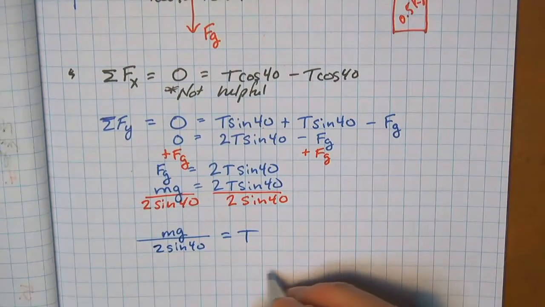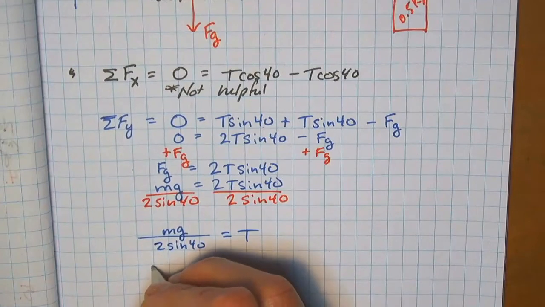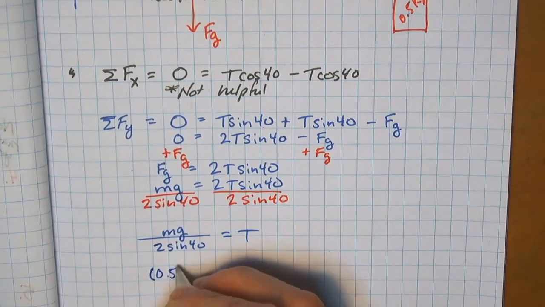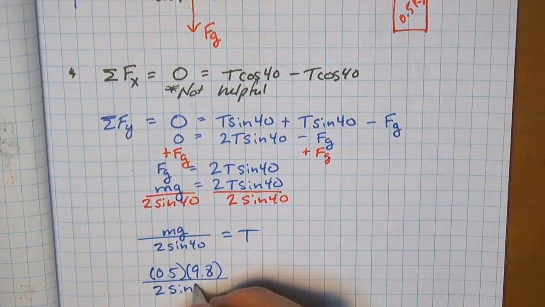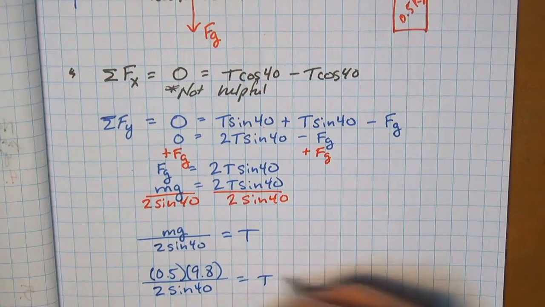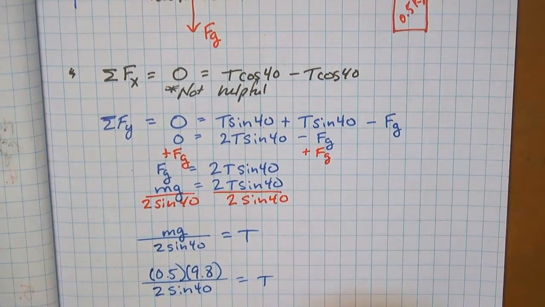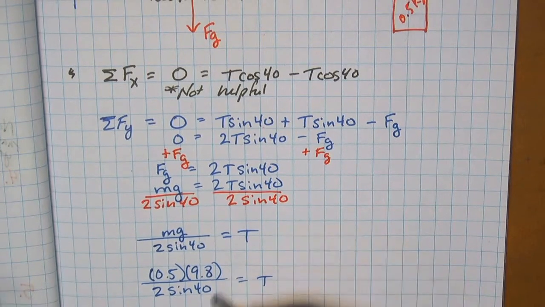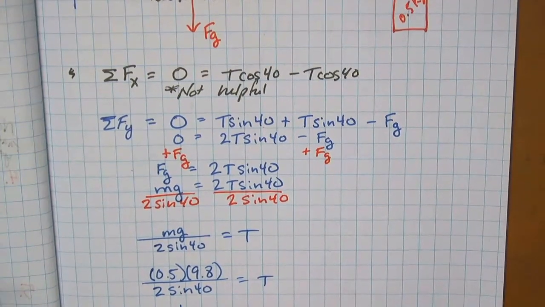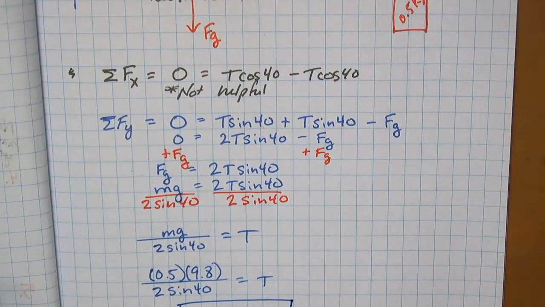So then just plug in, mass is 0.5, g is 9.8, 2 sine 40. We can type that all into our calculator. We're going to get that T is equal to 0.5 times 9.8, which is going to give you 4.9. 4.9 divided by 2 sine 40 is 3.8. There you go. You're done.